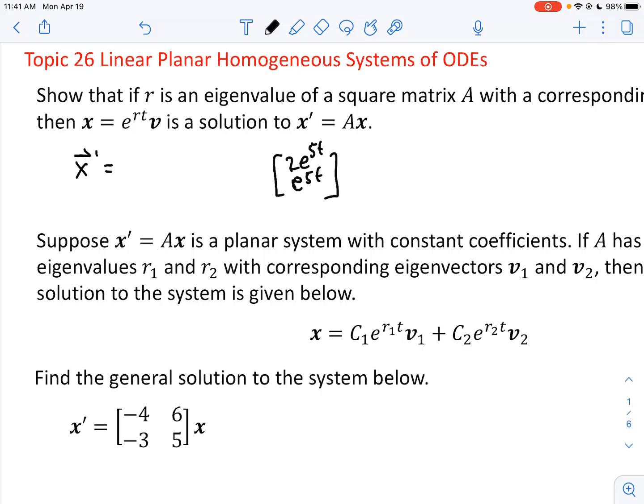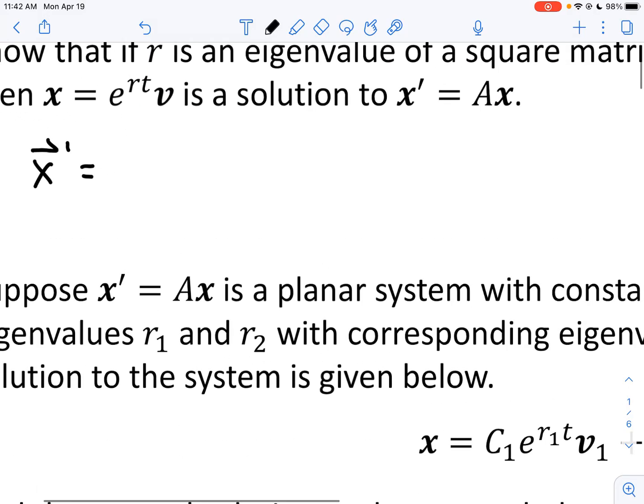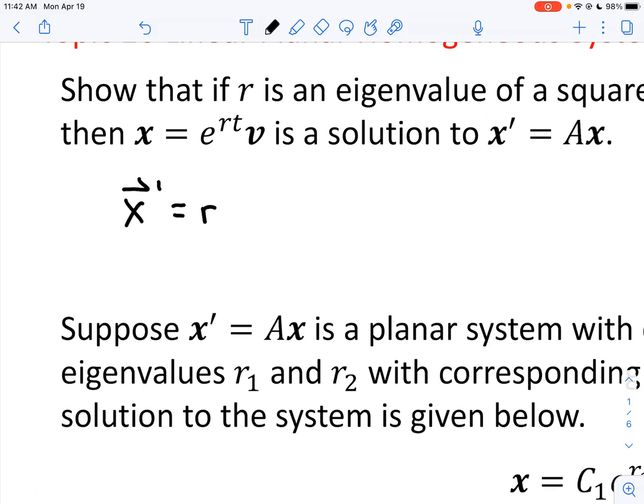We would have this vector. And when you differentiate a vector, you differentiate each component of the vector. Also true for a matrix. So really, in the end, when I differentiate this vector here, I just have to differentiate the e to the rt and then distribute that across the vector v. So the vector v acts like a constant coefficient, if you will. We just have to differentiate e to the rt. And so we get r times e to the rt, that's the derivative of e to the rt, and then times that constant eigenvector v still.